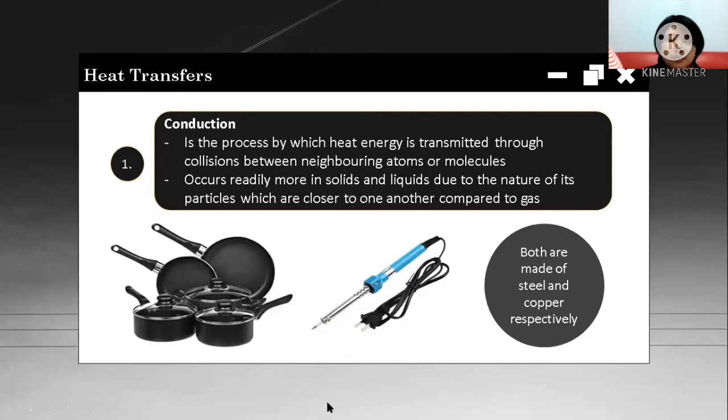The common examples that we can find in our daily life are pots and pans. This is a solder. I think you guys can find it in tech shops, usually phone stores. And they are both made of steel or metal because some metals are very good conductors. Remember, conductors. While other not so good conductor materials are such as wood, cloth, and etc.